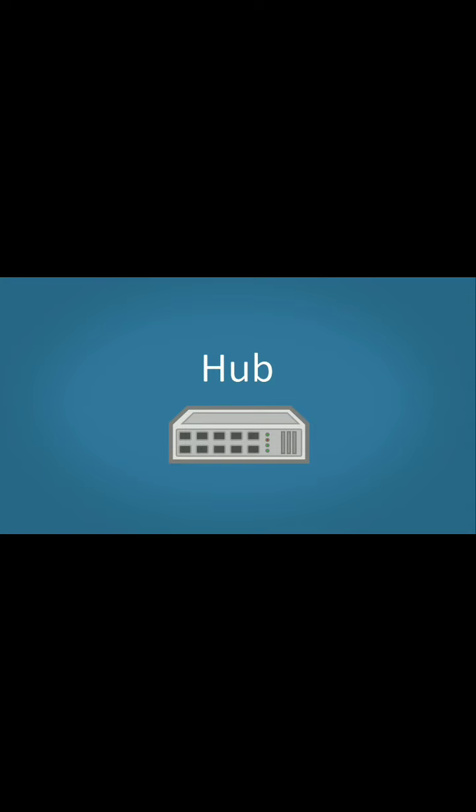So, a communication device is any type of hardware capable of transmitting data, information, instructions between a receiving device and a sending device. Okay, first we'll look at a simple hub. A hub's job is to connect devices in your network together. Let's see how it works.